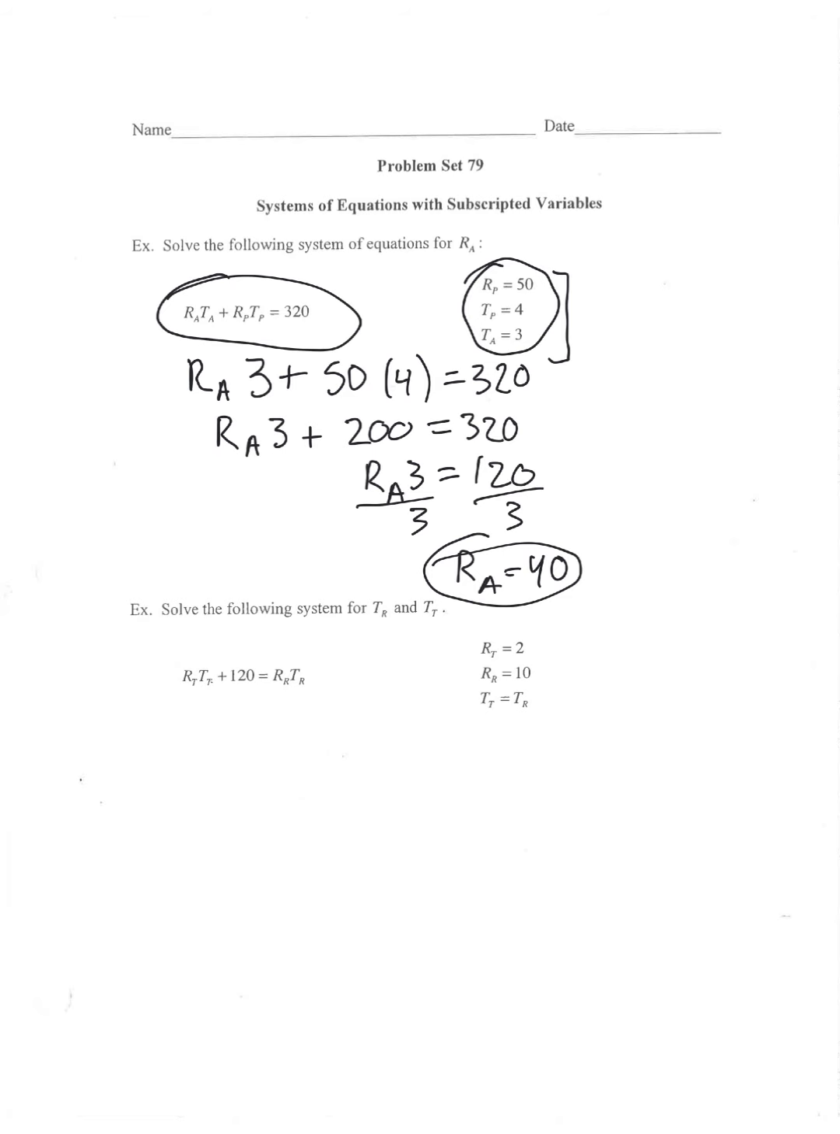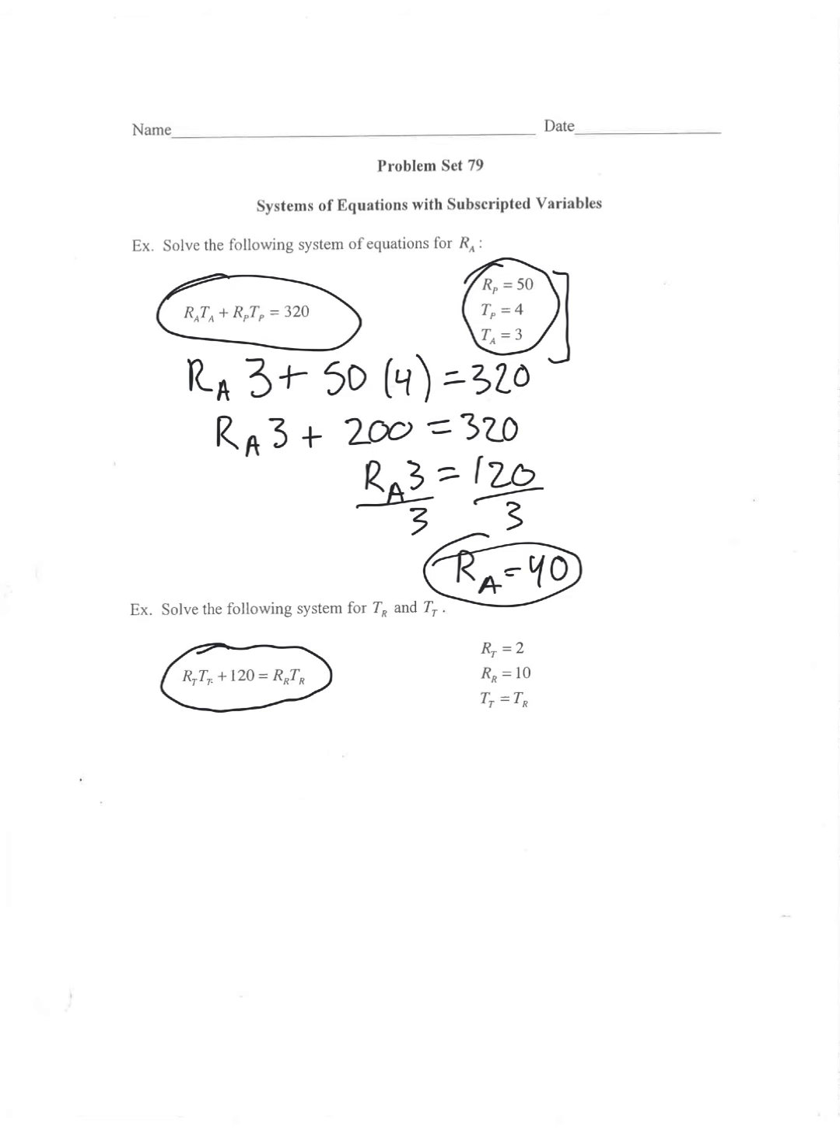Okay, so let's look at this second example. The second example here is maybe a little bit more complicated because we don't exactly have all of the values of our 4 variables within our 4 equation system. But let's see what we do have here. We have what I would call the more complicated equation over here, and then we have some information here on the right. We have r sub t equals 2, r sub r equals 10, and t sub t equals t sub r.